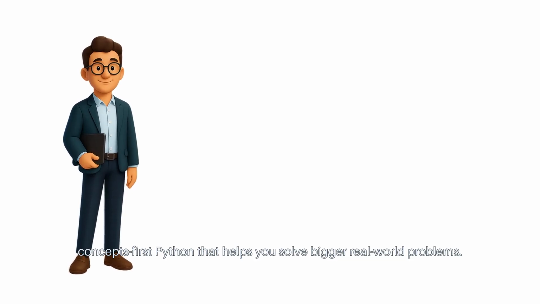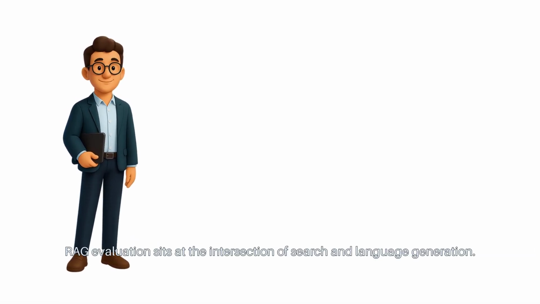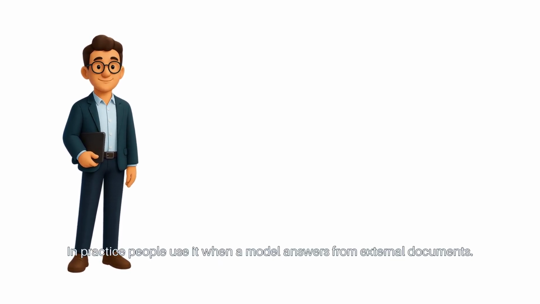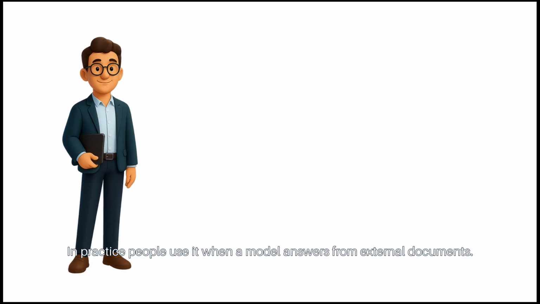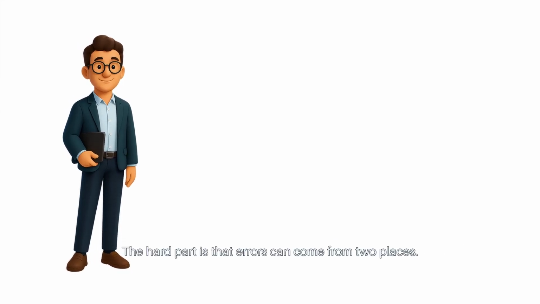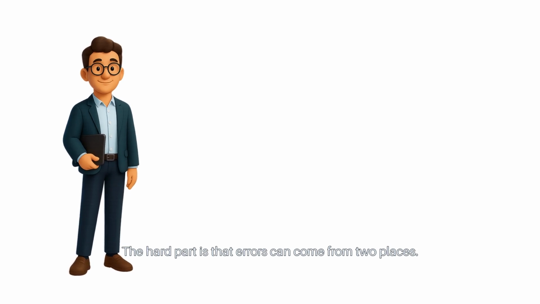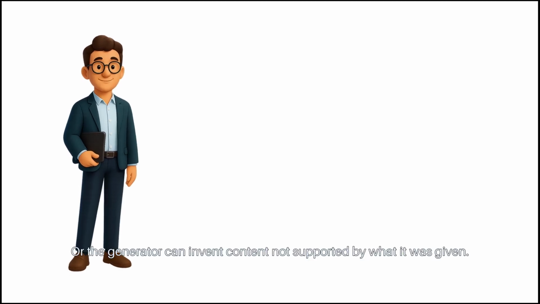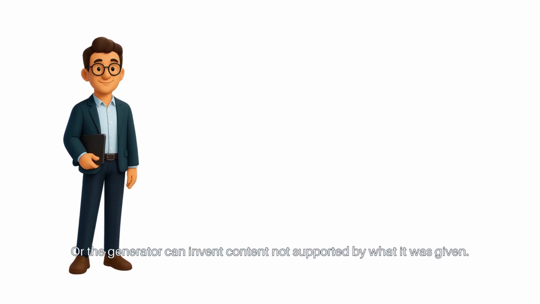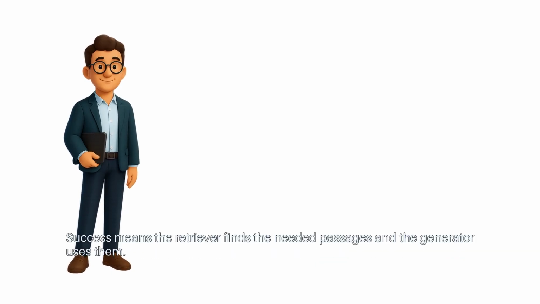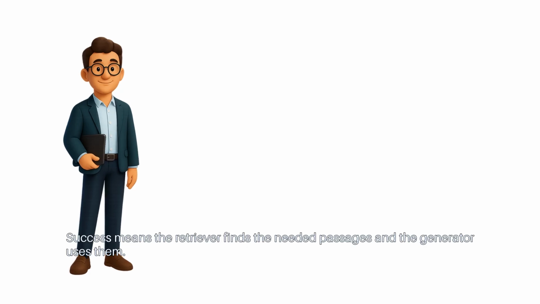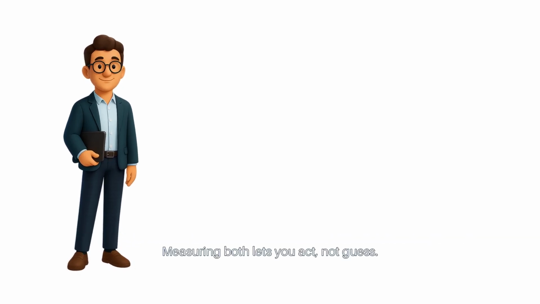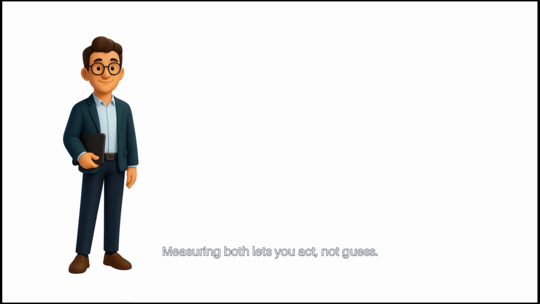RAG evaluation sits at the intersection of search and language generation. In practice, people use it when a model answers from external documents. The hard part is that errors can come from two places. The retriever can miss relevant passages, or the generator can invent content not supported by what it was given. Success means the retriever finds the needed passages, and the generator uses them. Measuring both lets you act, not guess.